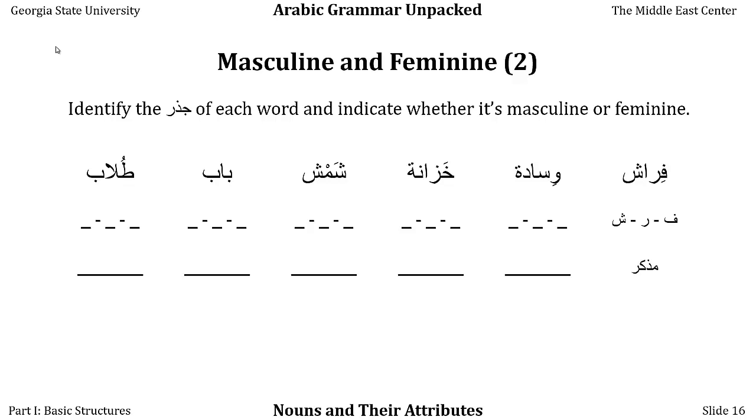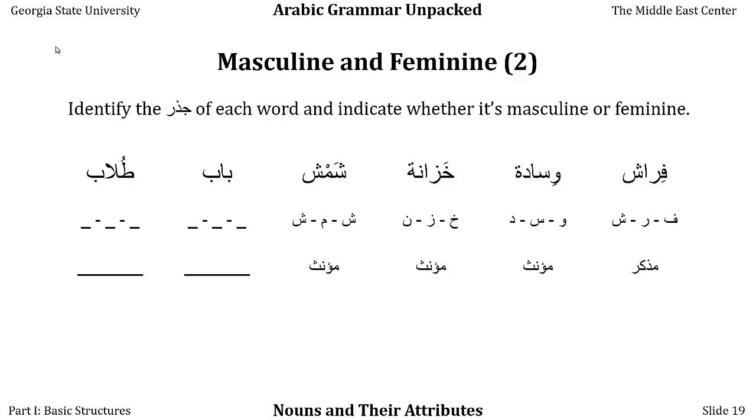it's mudhakkar, or masculine. Wisada, pillow or cushion, its root is waw, sin, dal, and it's mu'annath, or feminine, because it ends in ta marbuta. By the same token, khazana, which means cabinet, is kha, zay, nun, and it's mu'annath because it ends in ta marbuta, and it represents an object.